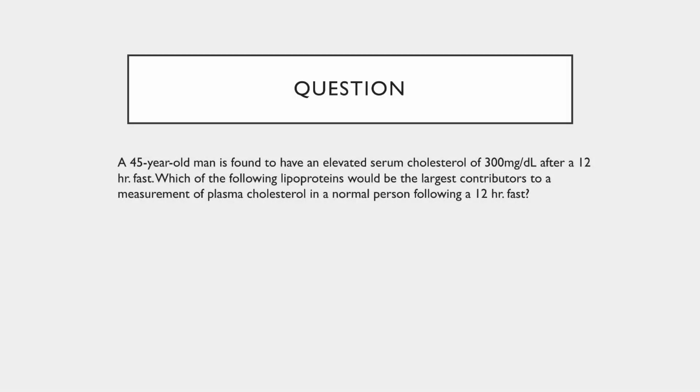So let's finish with this question to connect the material from this week to the previous week. A 45-year-old man is found to have elevated serum cholesterol, 300 mg per deciliter, so this is a significant elevation. And we're asking which of the following lipoproteins would be the largest contributors to the measurement of plasma cholesterol. So is it going to be chylomicron remnants and VLDLs?